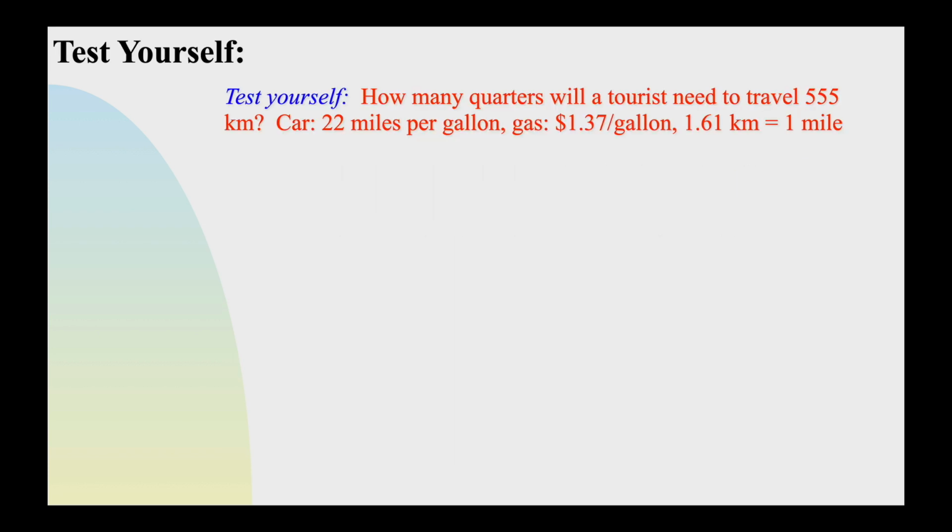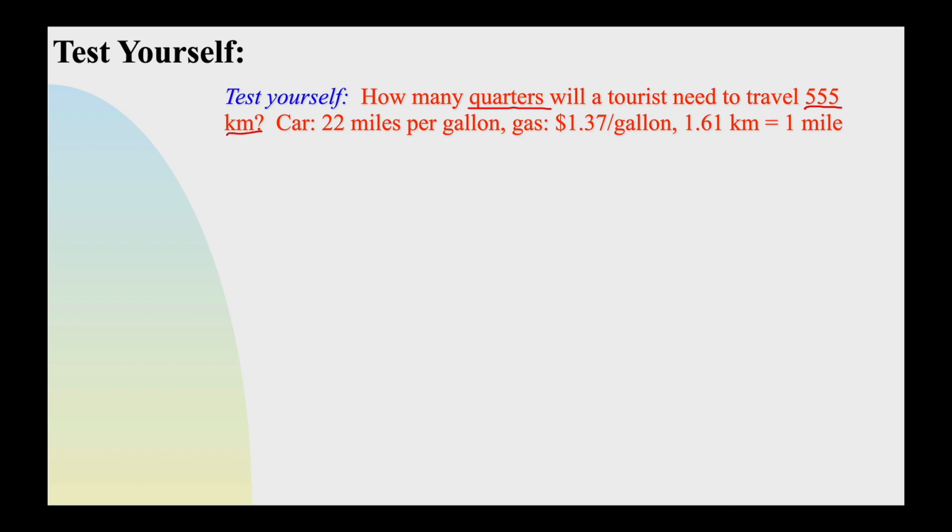So here's another example where we can put a lot of these different pieces together. Let's say we want to know how many quarters a tourist is going to need to travel 555 kilometers. So maybe we're in Canada, but our car gets miles per gallon as the way to record it, 22 miles per gallon. And right now the gas is an amazing $1.37 per gallon. And also 1.61 kilometers equals 1 mile. So we're looking for the number of quarters we're going to need. And the starting unit on this one, believe it or not, is 555 kilometers.